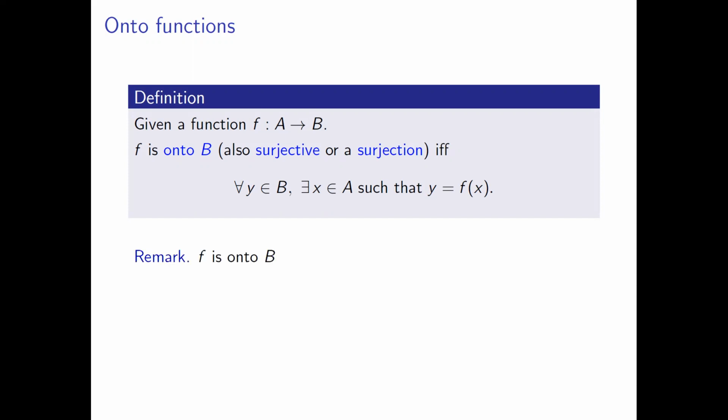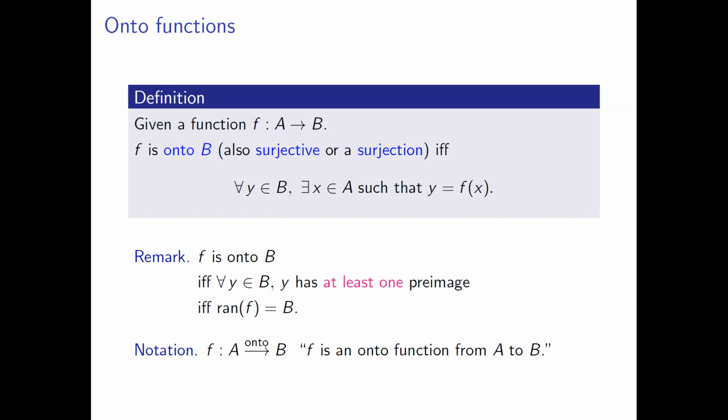It follows that f is onto B if and only if, for any element y in the codomain B, y has at least one pre-image. That is, if and only if the range of f is equal to B. We will sometimes use the following notation to denote that f is a function from A to B that is onto B.